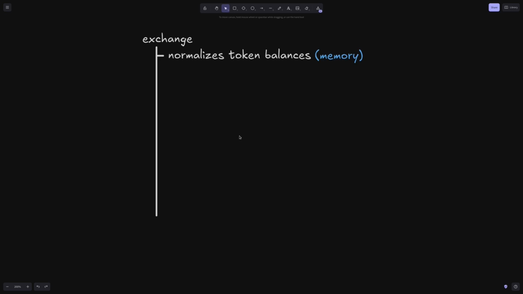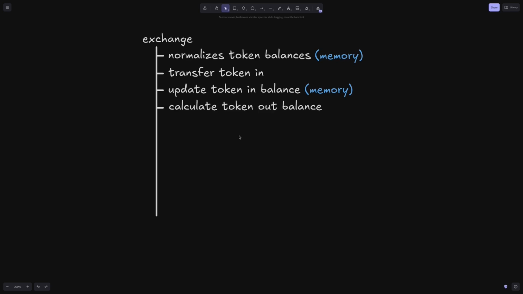This will create an array of token balances, which is initialized inside memory. Next, it will transfer the token in, and then update the token balance that was normalized in step 1. The normalized token balance in step 1 is in memory, so here we're updating that normalized token balance. Next, using the updated token balance, it will calculate the balance of token out.